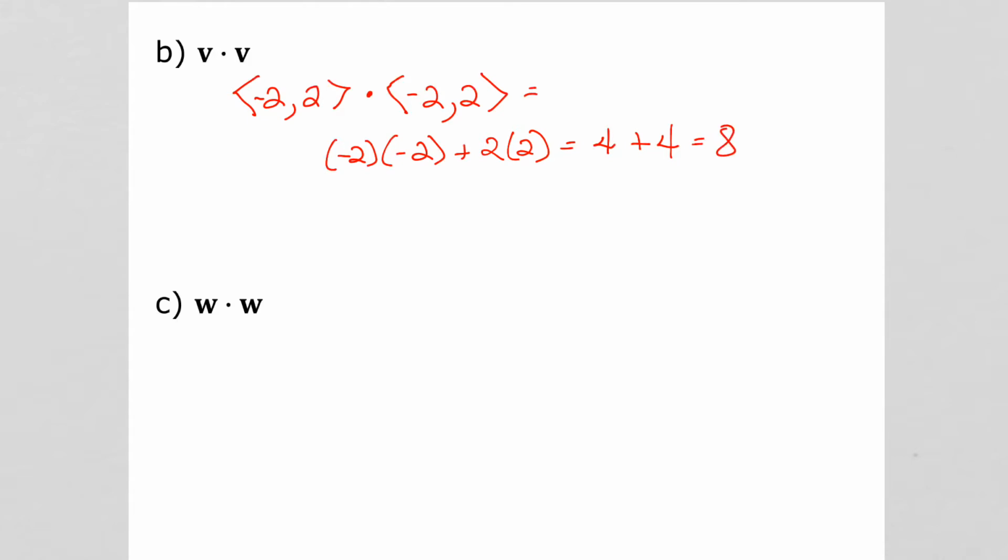And last, w dot w, we're just doing the dot product with w. So 3 times 3 plus 14 times 14, that's 9 plus 196. 205.